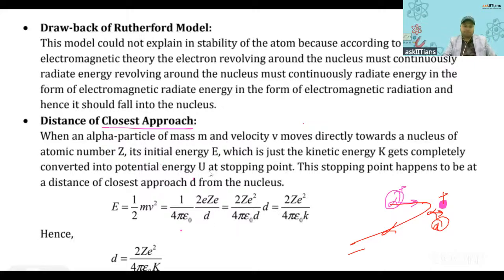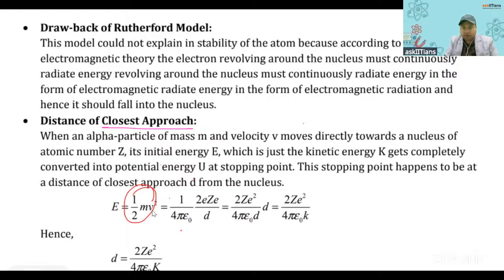You're getting it, right? So this is the formula. Sometimes a numerical comes, and there's a numerical in NCERT also, on the distance of closest approach. So what we do: the alpha particle is coming with some velocity, so it has kinetic energy, half mv square. And when it stops at a point, it stops here and then gets repelled. There is the nucleus, both are positive.